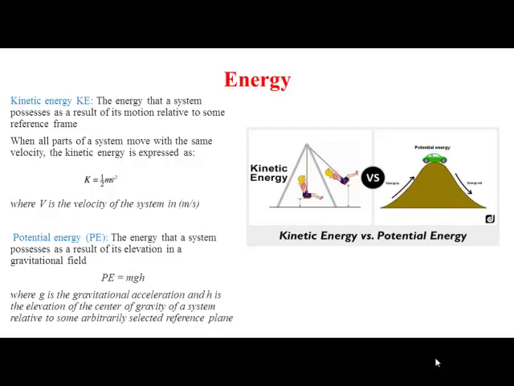If we look into the potential energy, the energy that a system possesses as a result of its elevation in a gravitational field, it's represented by potential energy is equal to mgh, where g is the gravitational acceleration and h is the elevation of the center of gravity of a system relative to some arbitrarily selected reference plane. Here you can see that due to motion, this is kinetic energy, and due to height or elevation, this is potential energy.